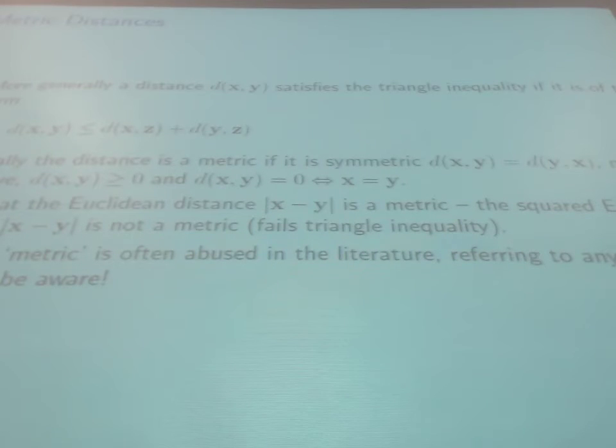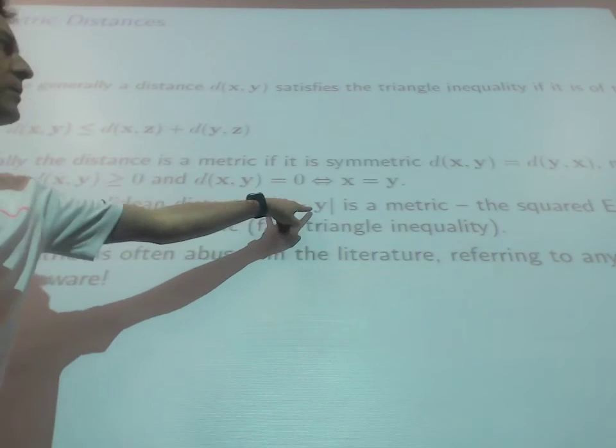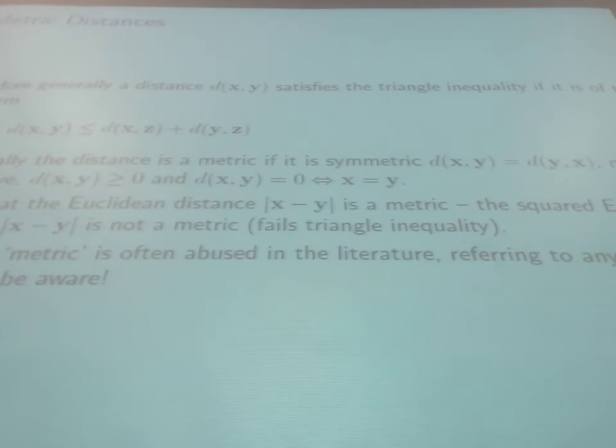So just to bear this in mind, it's the Euclidean distance, the length of x minus y, which is a metric, and not the square of that. So the squared Euclidean distance is not a metric. Okay, you do need this square root there.